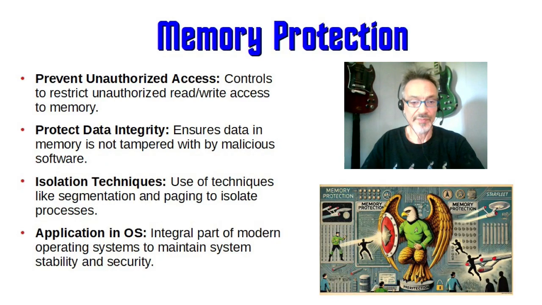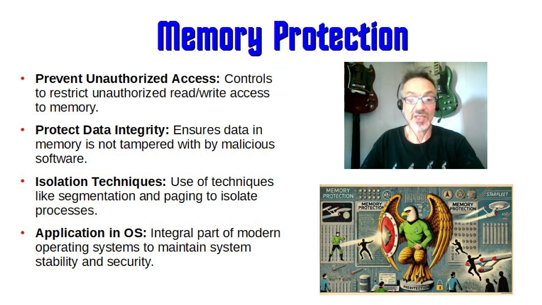Memory protection. Some key things to remember about it. 1. Preventing unauthorized access. It implements controls to restrict unauthorized read and write access to memory. It's very crucial. If an attacker gains access to system memory, they could potentially read or inject malicious code. 2. Protecting data integrity. The mechanisms ensure that data stored in memory isn't tampered with by malicious software or accidental misuse. This is essential for maintaining the trustworthiness of running processes and stored data.